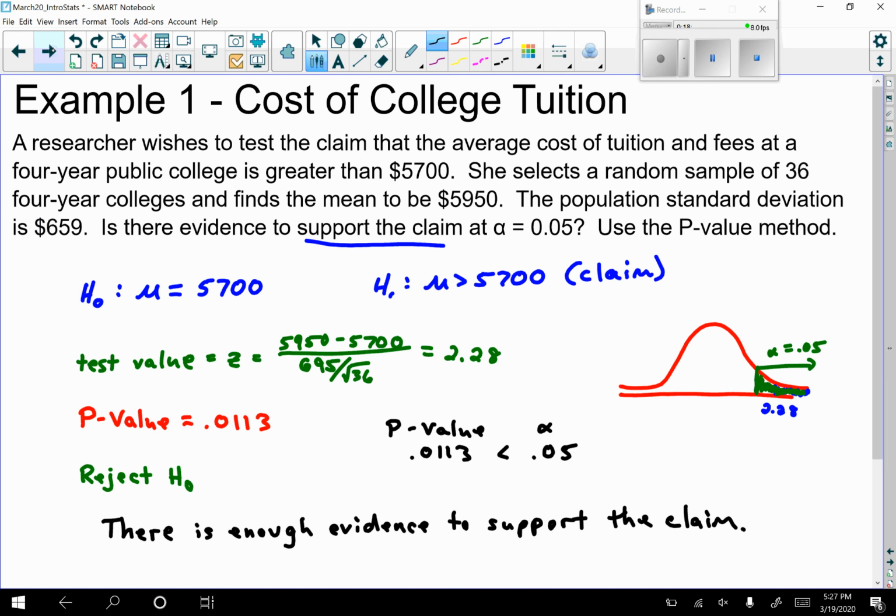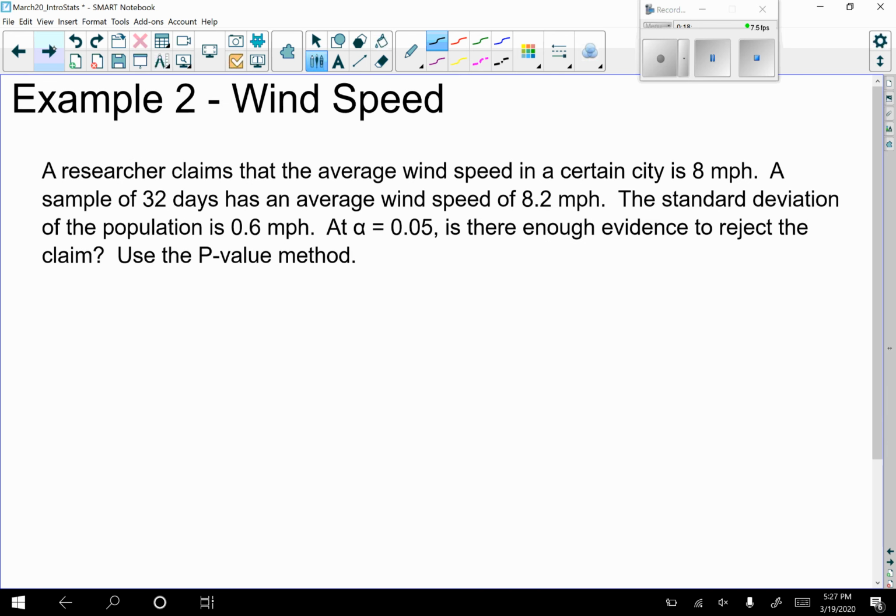All right, we just have one more example. Again, it's saying a researcher claims that the average wind speed in a certain city is 8 miles per hour. A sample of 32 days has an average wind speed of 8.2 miles per hour. Standard deviation of the population is 0.6 miles per hour. Again, at the alpha equals 5%. Is there enough evidence to reject the claim?